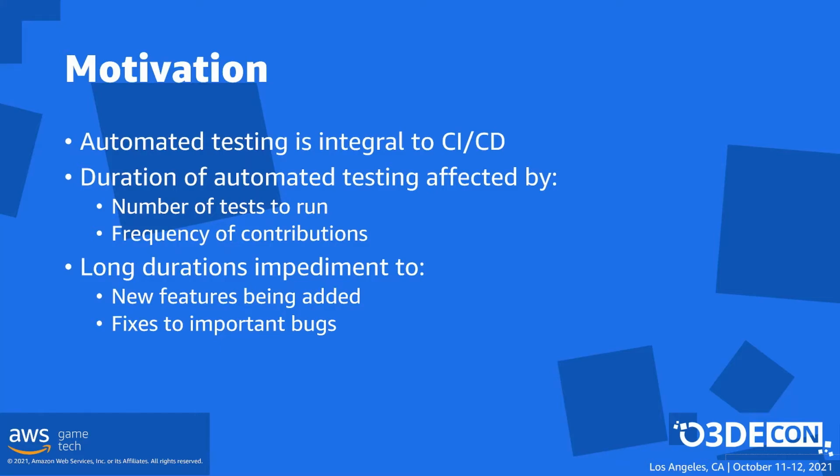Automated testing is an integral component of continuous integration and continuous delivery pipelines by acting as a gating mechanism to ensure that any incoming source changes by contributors do not break new or existing functionality. The duration of automated testing is affected not just by the number of tests to run, but also the frequency of contributions coming into the codebase. Long durations of automated testing are an impediment to adding new features and fixing important bugs.